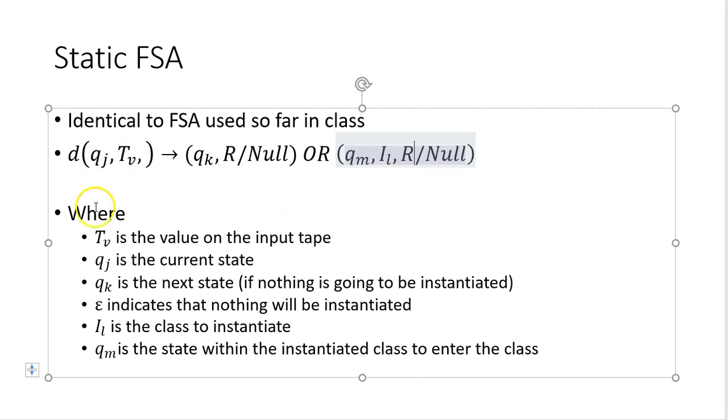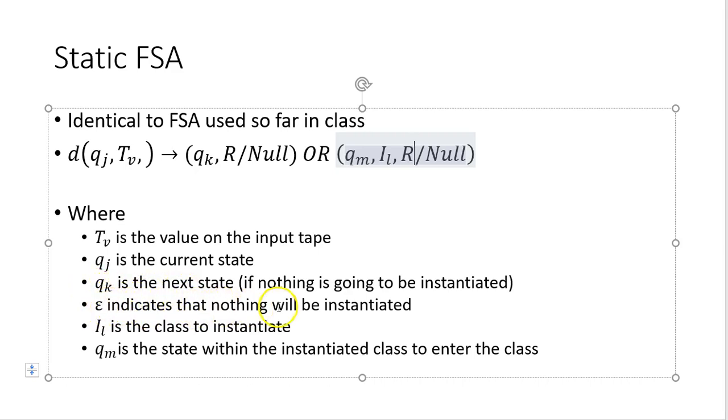So let's look at these symbols. TV is the value on the input tape. Q sub j is your current state. QK is the next state if nothing is going to be instantiated. So if there's no instantiation here, this is the finite state automata. If there's an instantiation, this is the state in the instantiated device.